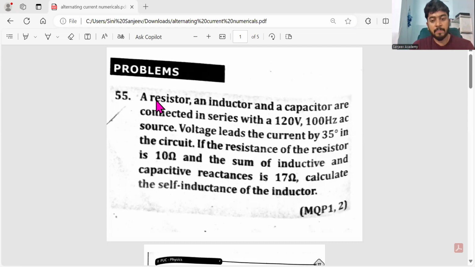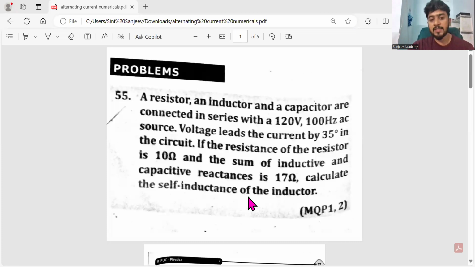So, the first question. A resistor, an inductor, and a capacitor are connected in series with a 120 volt, 100 hertz AC source. Voltage leads the current by 35 degrees in the circuit. If the resistance of the resistor is 10 ohm and the sum of the inductive and capacitive reactance is 17 ohm, inductive reactance is XL, capacitive reactance is XC. Calculate the self-inductance of the inductor.